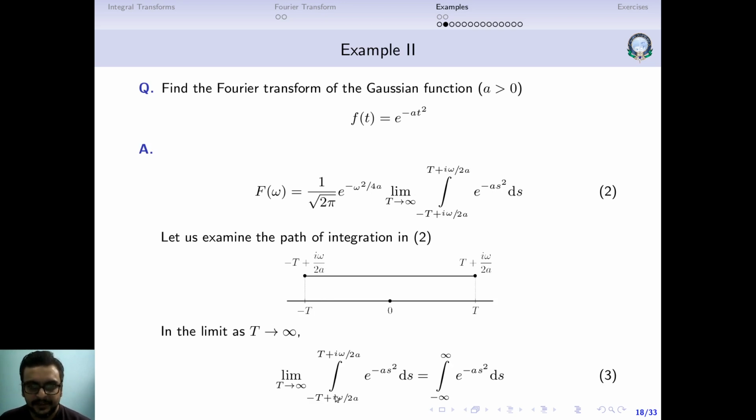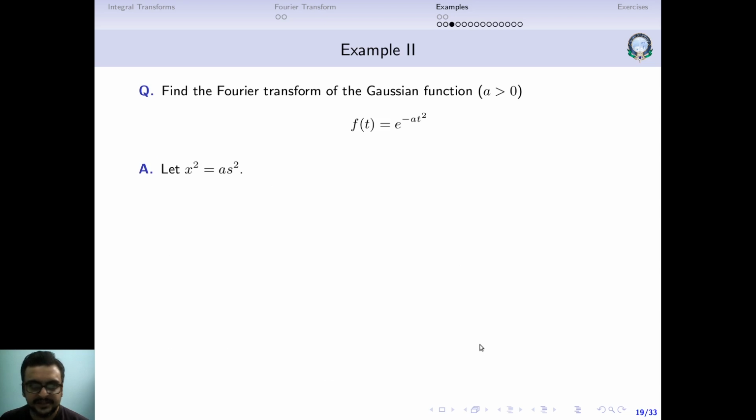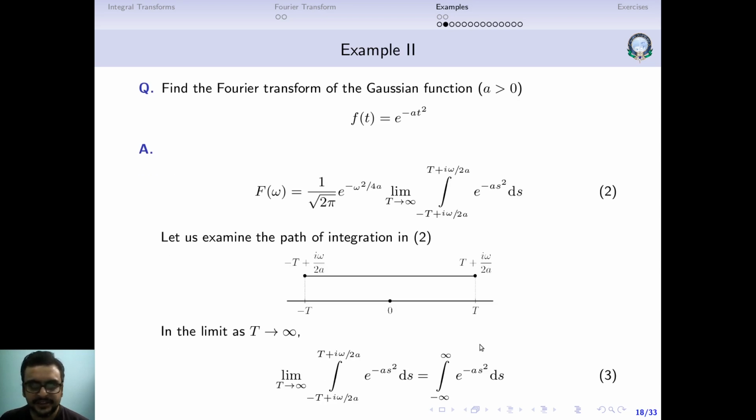So the limit of this integral, we could just replace it as minus infinity to plus infinity e to the power minus a s square ds. Okay, so we just have to evaluate this integral now. Now that is pretty straightforward, because all we need to do is we can use substitution here.